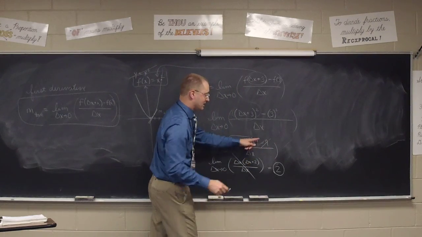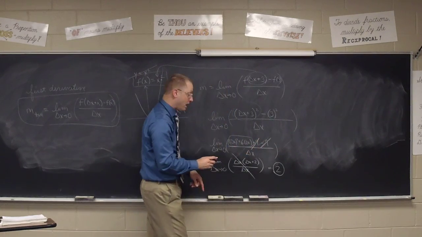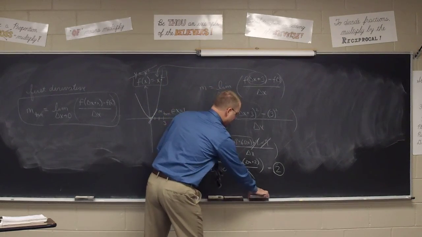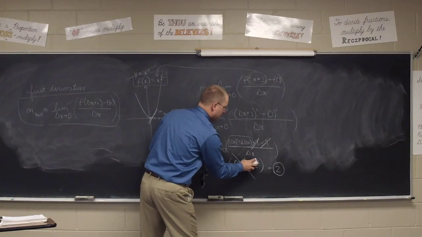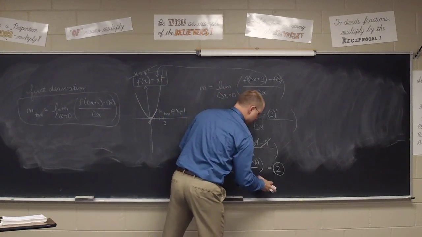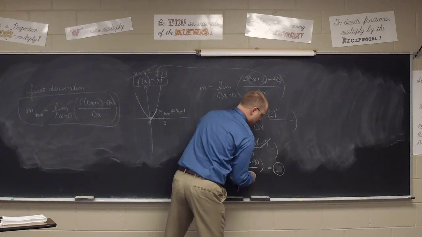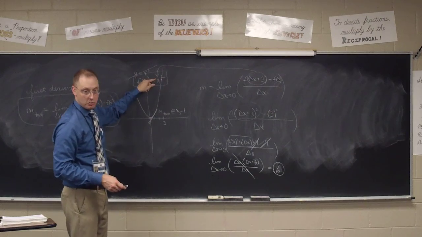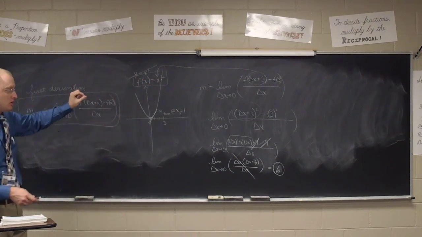Notice the plus 9 minus 9 again cancel away. And again, I can factor out a delta x. But this time I'm left with delta x plus 6, which means, plug in the 0 for delta x, the slope here is 6. Rise 6, run 1. That's the slope of the tangent line.